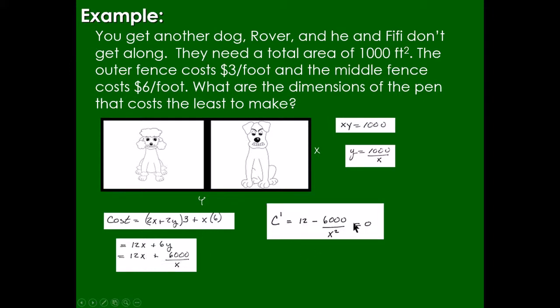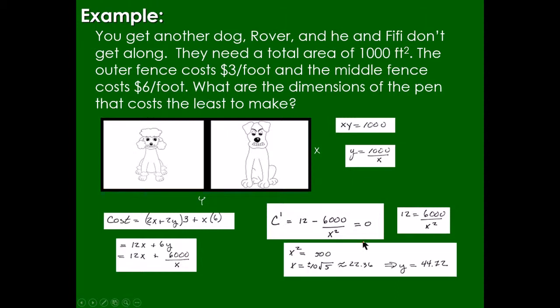Now I take the derivative and set equal to 0. I'm going to bring the 6,000 over X squared over here, and then I'll cross multiply and divide by 12. Oh, no, I don't. 12 equals 6,000 over X squared. So X squared is 500. I solve. I get X equals approximately 22.36.